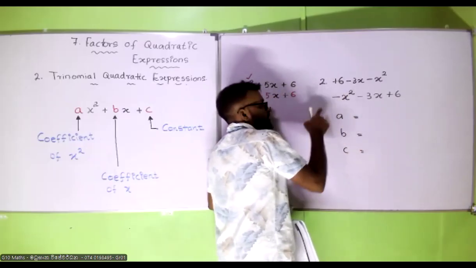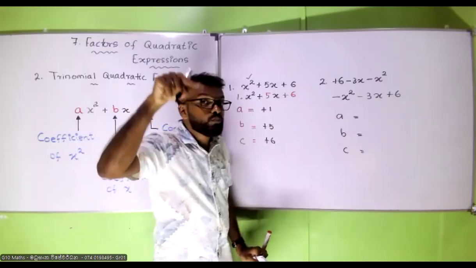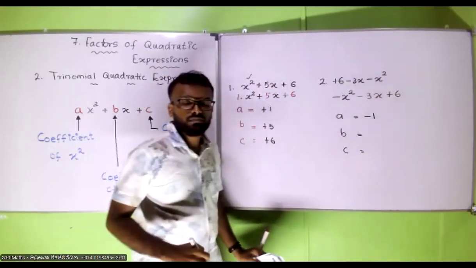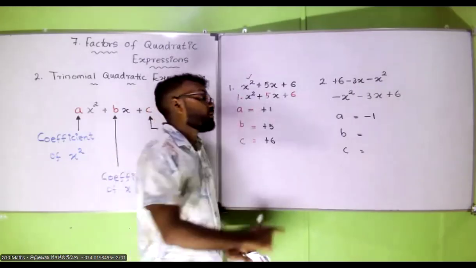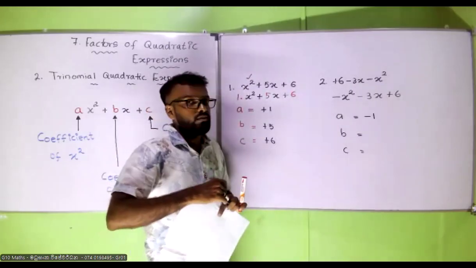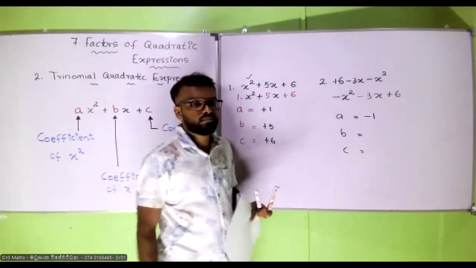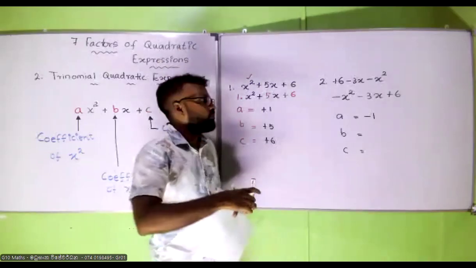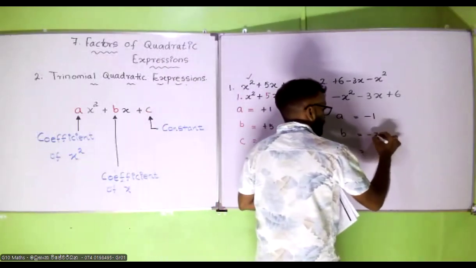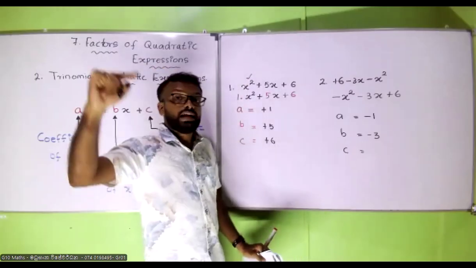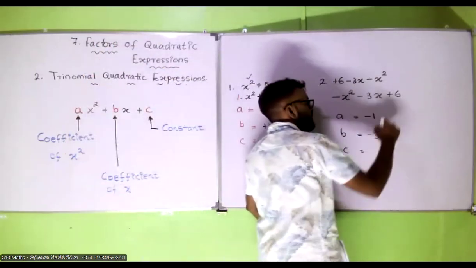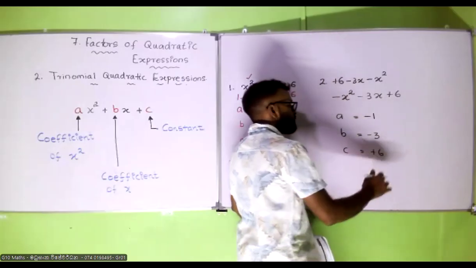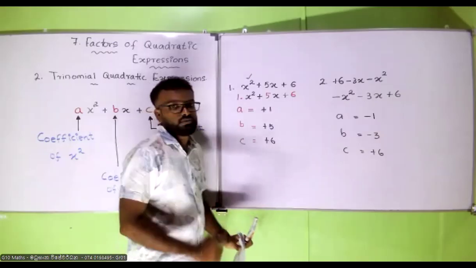The coefficient of x squared is A. That should be -1. Can anyone tell me what would be B? What would be the answer for B? Minus 3. Super, -3. And C, that's the constant, the last one: positive 6. So these things are the answers.